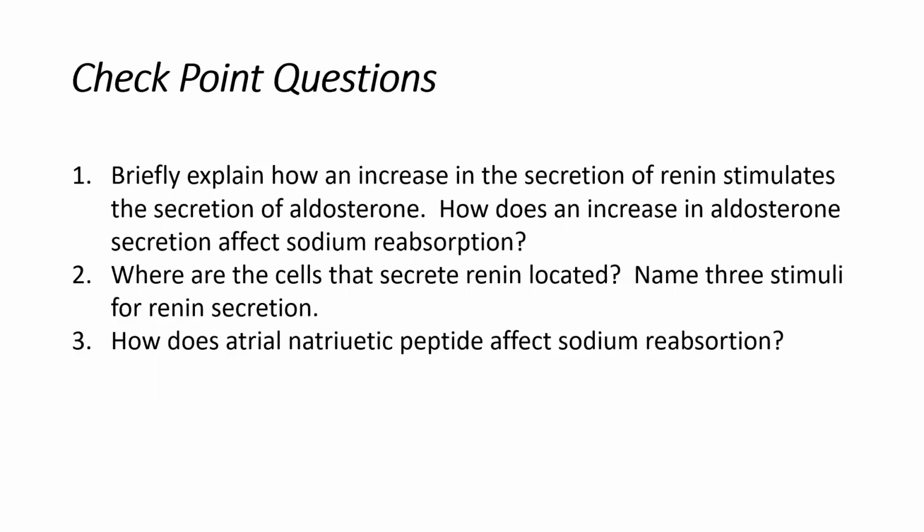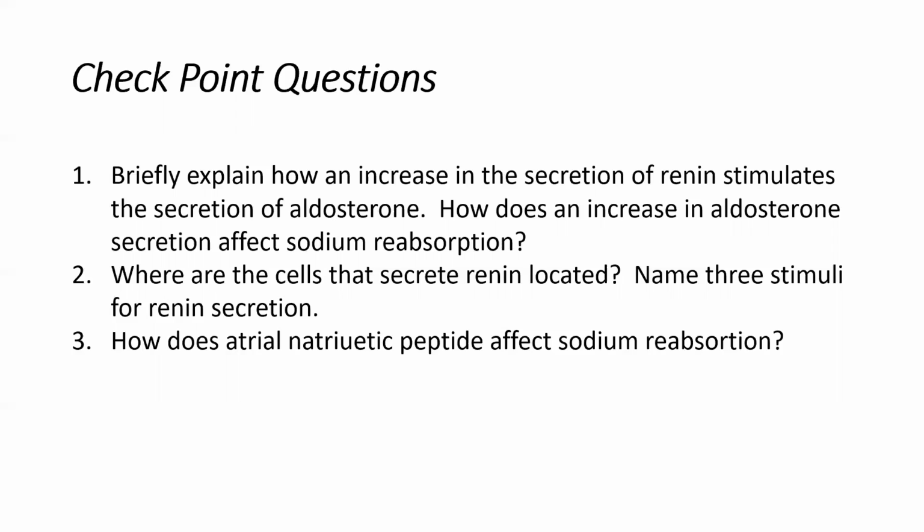Where are the cells that secrete renin located? These are the juxtaglomerular apparatus cells, specifically the granular cells, which are located in that apparatus. Remember, we talked about the anatomical area in between the distal part of the tubule and in between those two arterioles, the afferent and the efferent, and that's where the juxtaglomerular apparatus is located, and that's where the cells that secrete renin are.